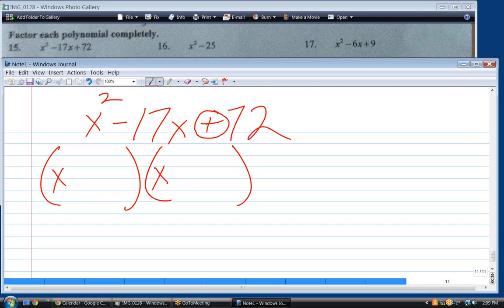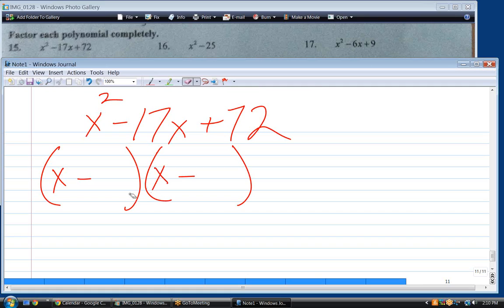Now, are they both negative or both positive? They're both negative because the sign on the middle term is negative. So once I figure out that they have to both be the same, I look to the middle term to figure out what they have to be, negative negative or positive positive.